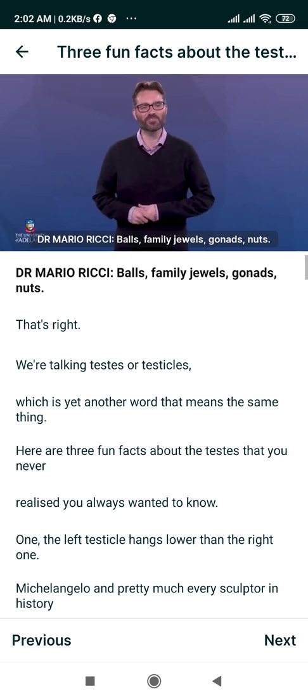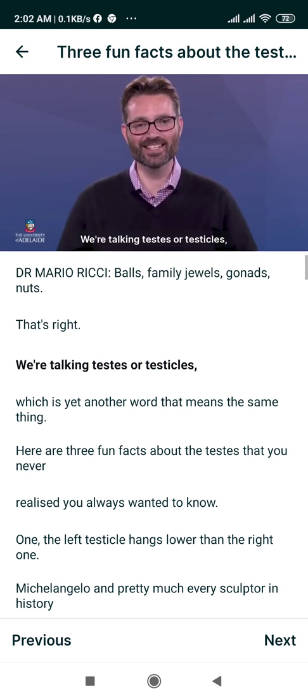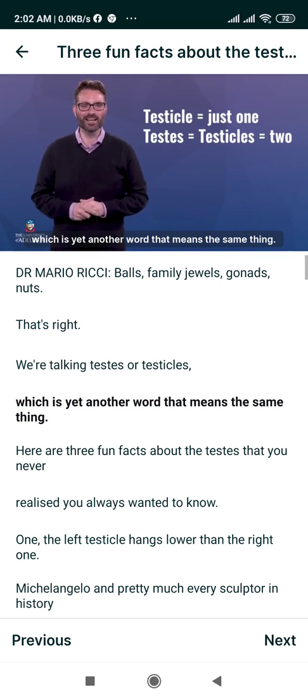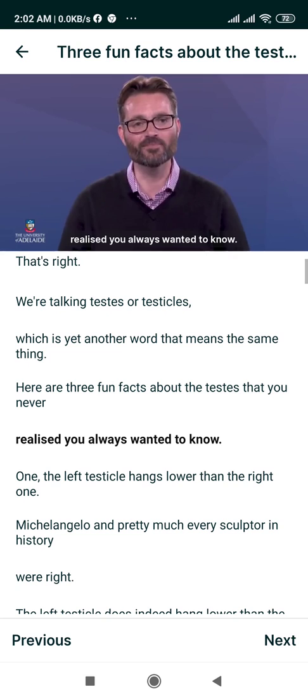Balls, family jewels, gonads, nuts. That's right, we're talking testes, or testicles, which is yet another word that means the same thing. Here are 3 fun facts about the testes that you never realised you always wanted to know.